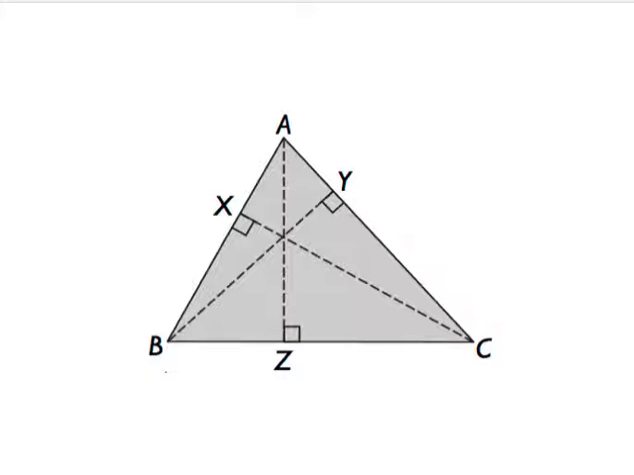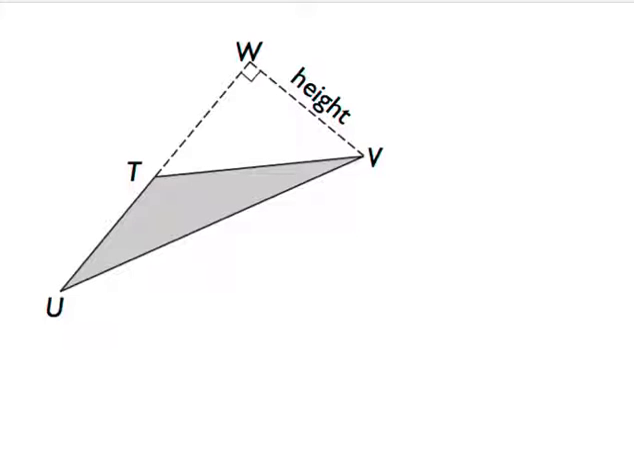So let's just make sure that we're able to pick out base and height. When I'm looking at this triangle right here, if they want WV to be the height, which they've marked here, then they would ask you, what is the base of this triangle? What base can I use if I want that to be the height?